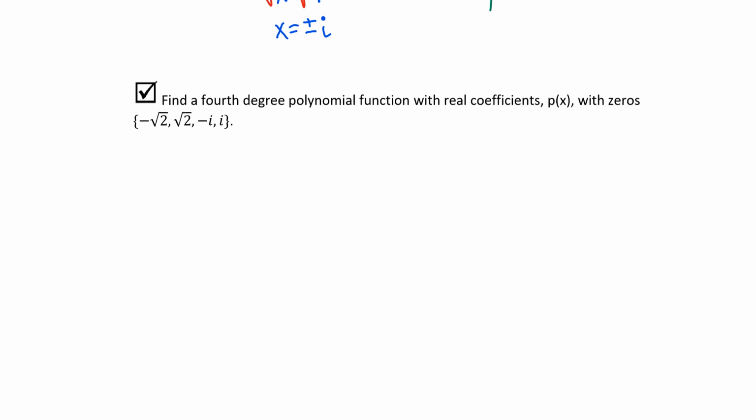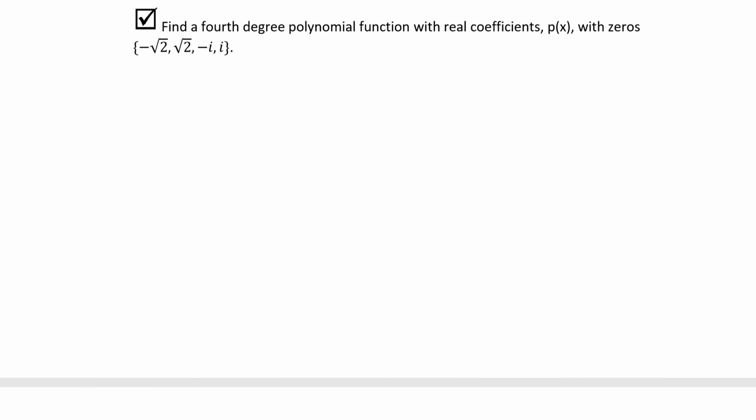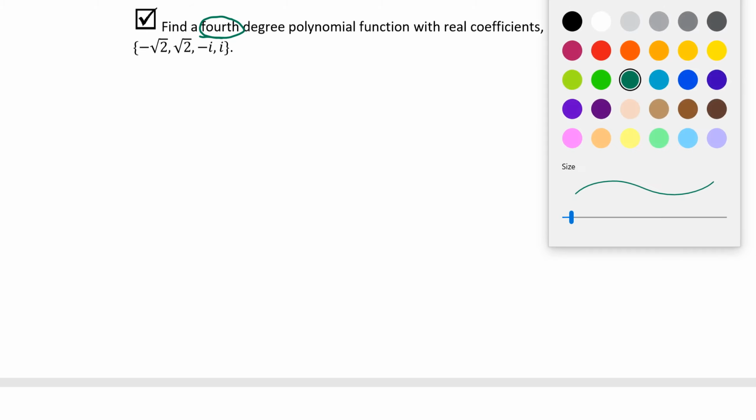Let's finish off this section by working backwards. We have started with a polynomial and found the zeros. Now we're going to say, let's start with the zeros and design a polynomial that exhibits those zeros. Last example, find a 4th degree polynomial function with real coefficients, p of x, with zeros negative square root of 2, positive square root of 2, negative i, and positive i.